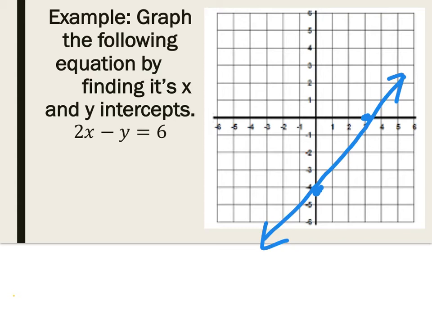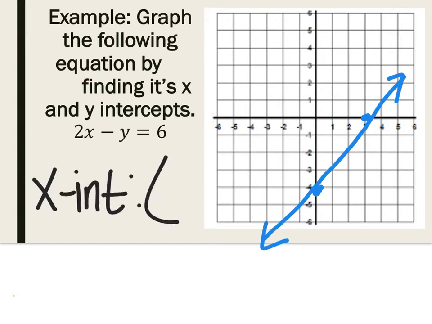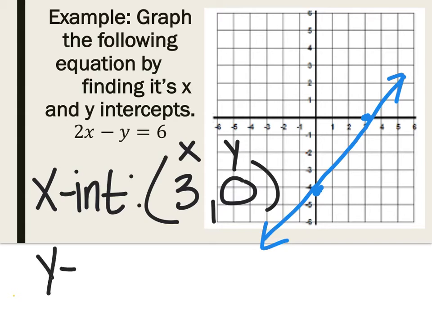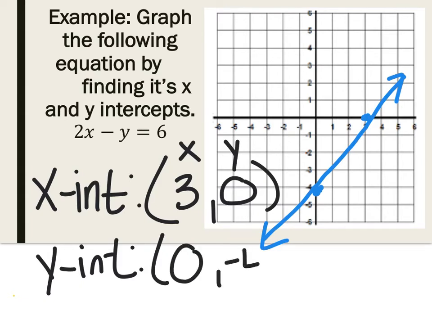How I would write these points, where it crosses the x-axis, my x-intercept, would be the point 3, 0, where x is 3 and y is 0. My y-intercept, on this made-up line, crosses at the point 0, -4, where x is 0 and y is -4.